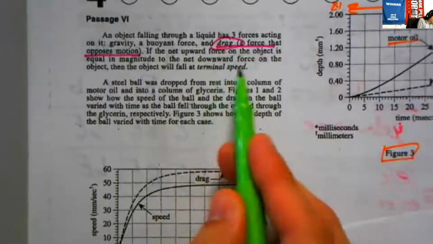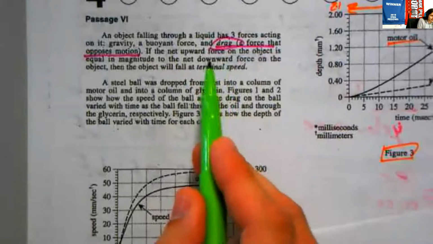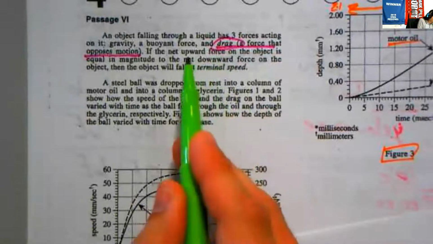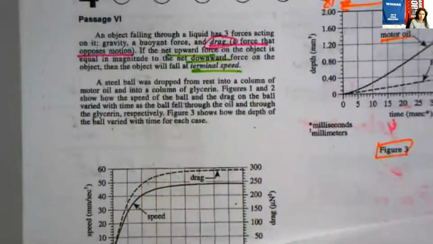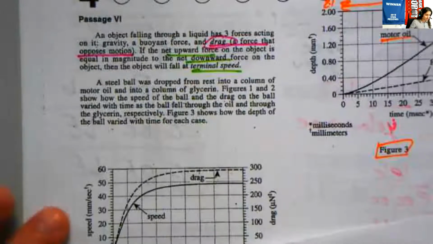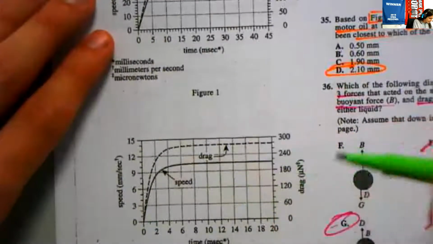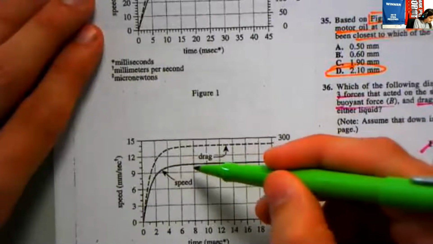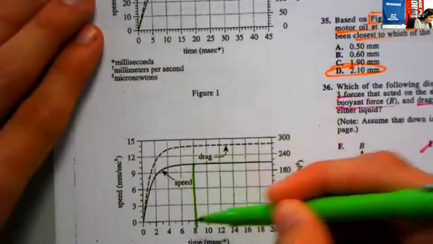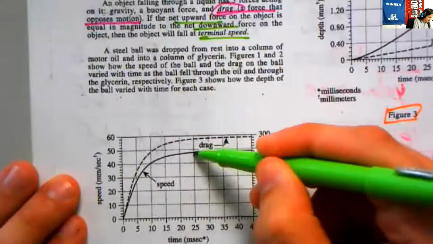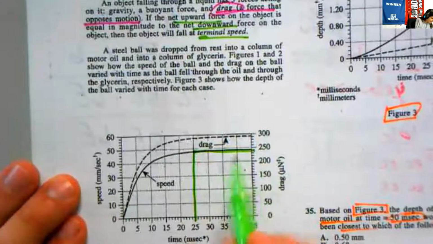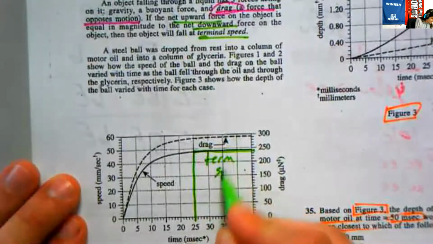What the heck's terminal speed? When the net downward force on the object equals the upward force, it's at terminal speed. If there's no forces acting on something, it goes the same speed. So when does it get to terminal speed? So looking at these two graphs, you say, when does it flatten out? Here it looks like figure 2, the speed flattened out around 8. Figure 1, speed flattened out around 25. This right here is the terminal speed.